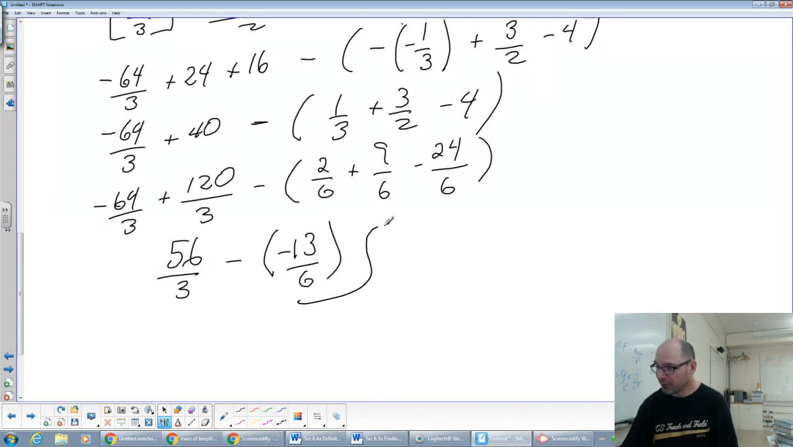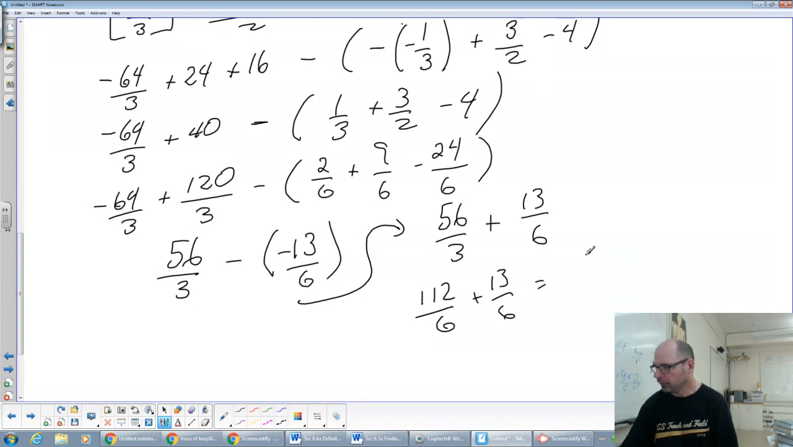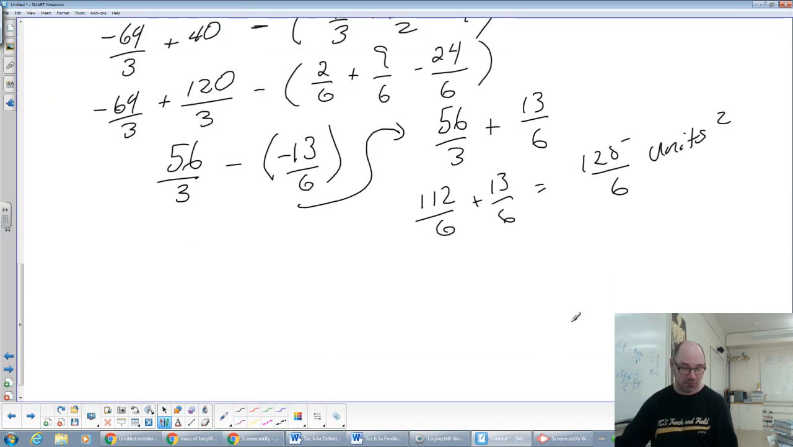Okay, so then this would give us 56 over 3 plus 13 over 6, because that's two negatives there. And then we'd have to double this so that to get sixths. So we'd have 112 sixths plus 13 sixths. 25 over 6 square units. Okay, sorry if I did make it a minus there in there, I might have. I hope I didn't. You have to be careful with that. That's the tricky part of that.